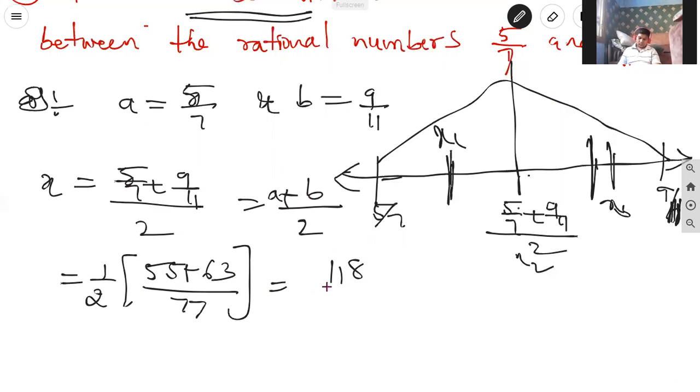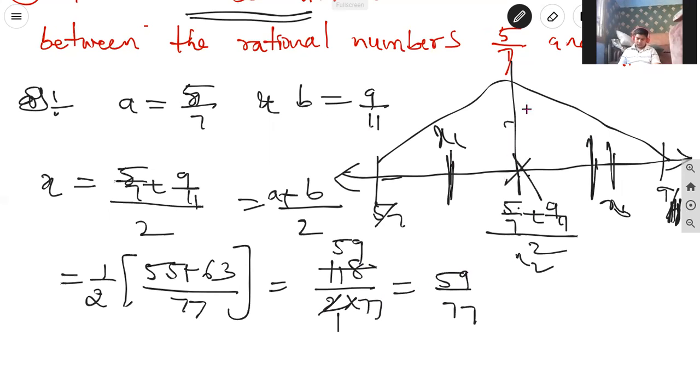818 by 2 into 77. 2 ones are 2, 5 twos are 10, 9 twos are 18... So 59 by 77 is the x value. Okay. Next, this is equal to 59 by 77.